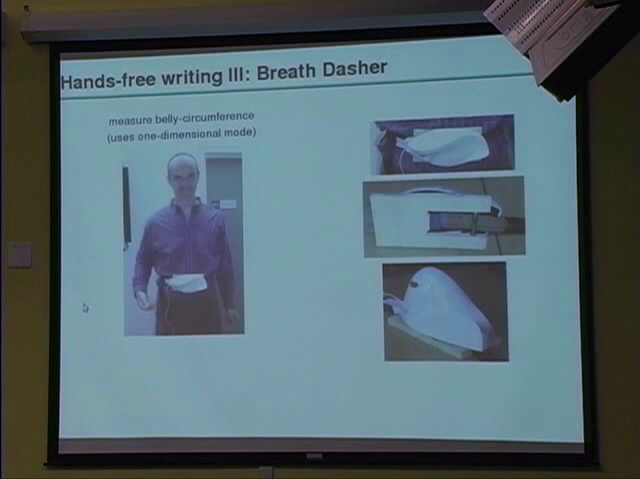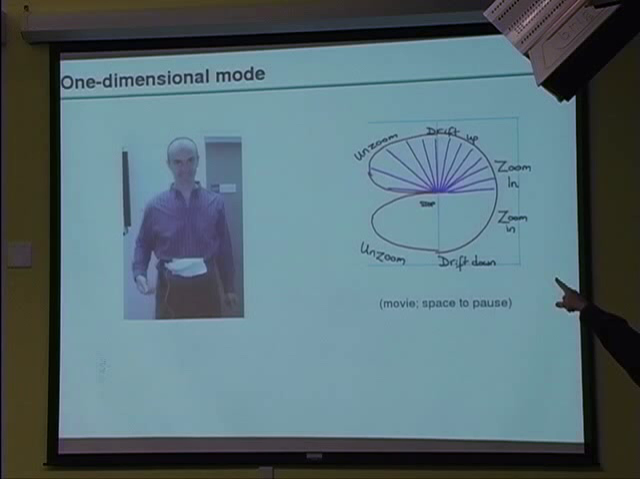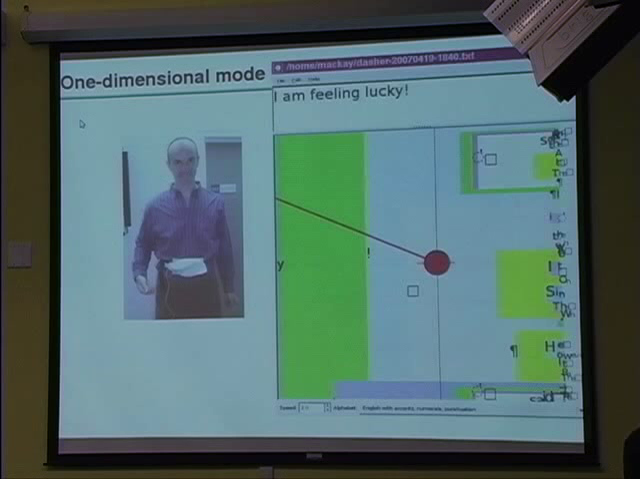So how can we steer? How can we navigate? How can we drive a car with just one dimension? Up till now, I've been using 2 dimensions to steer Dasher. Well, we don't need 2 dimensions because we can map this one dimension around this red clock, if you like. So breathing out takes me down or unzooms me on this side, and then going around the clock, I can go forwards or I can go back in the other direction. So let's show you that right now. I'll switch over to one-dimensional mode.